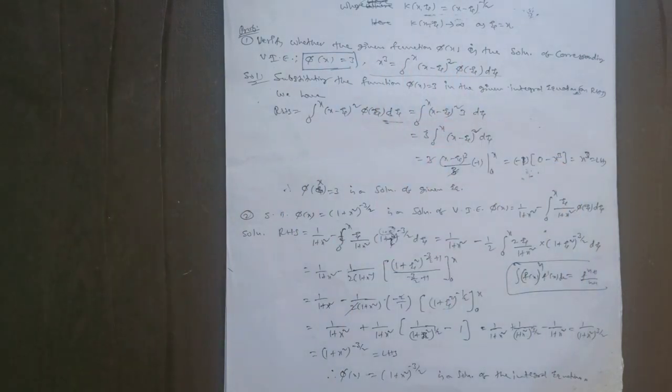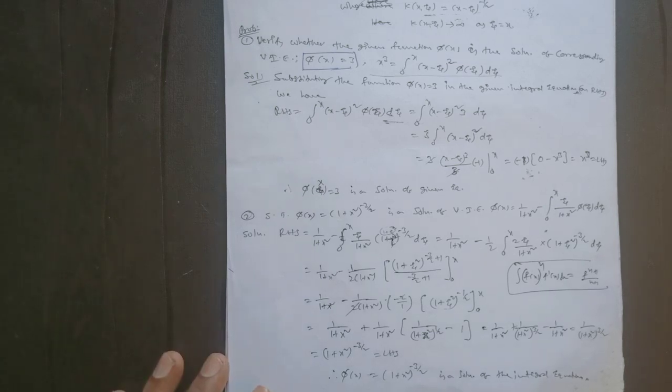Already we know that in a differential equation, when the differential equation is given, we are going to find the solution of the differential equation. Here also the integral equation is given, and phi of x is equal to 3 with unknown function. Now we are going to check whether phi of x is equal to 3 is a solution or not for the given integral equation.